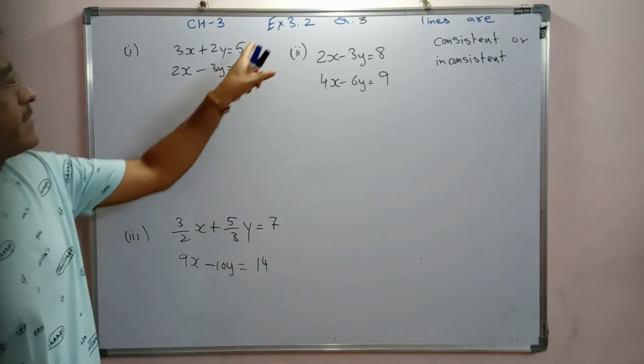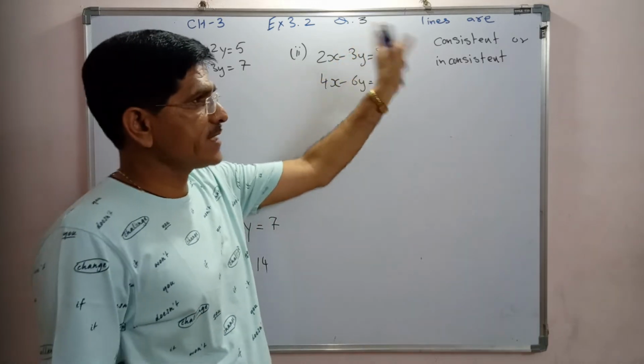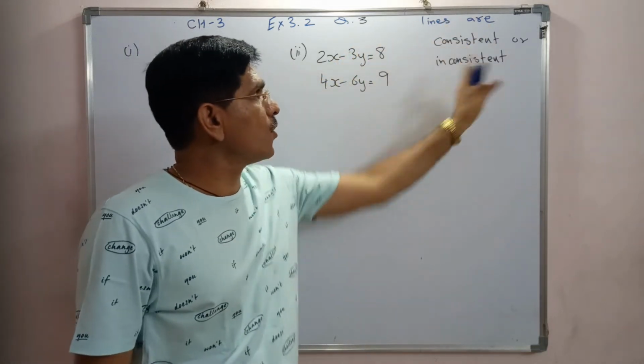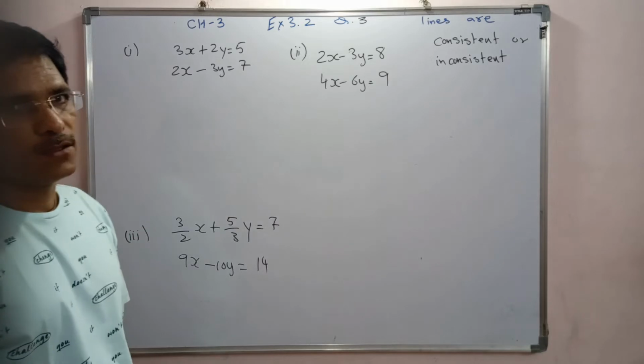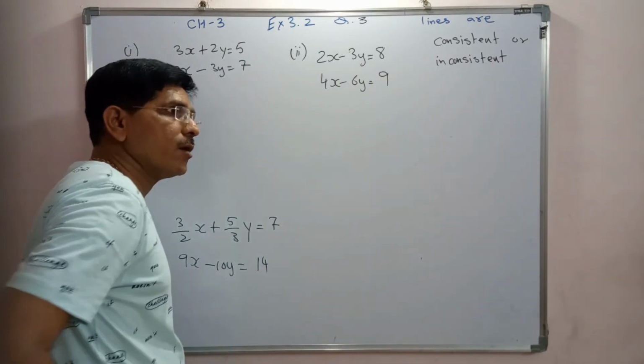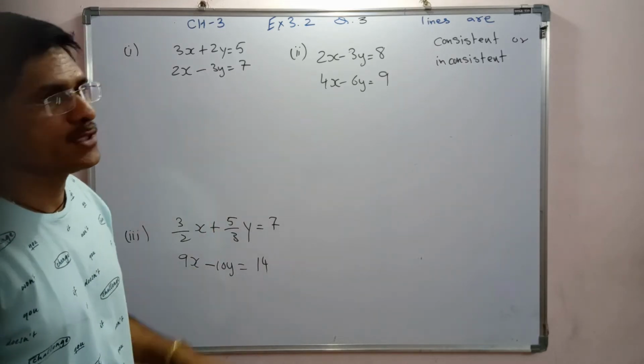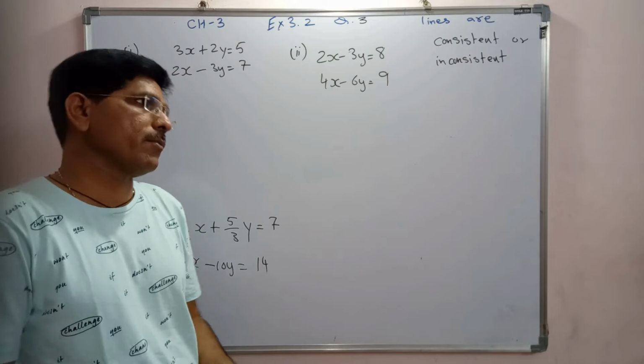Friend, now exercise 3.2 question number 3. Again we have to check whether the lines are consistent or inconsistent. So again, if we want to find out consistent or inconsistent, we have to compare the coefficients, that is a1 upon a2 is equal to b1 upon b2 is equal to c1 upon c2.